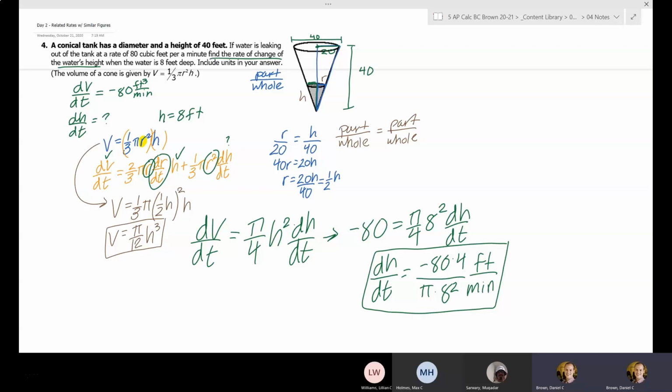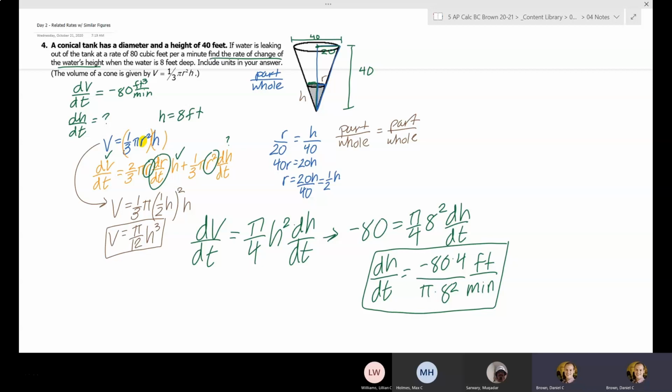And of course, it makes sense that this is a negative rate because if we are draining water out, then of course your height would be getting smaller and smaller. Yes, Anna? Could we either leave the pi over 4 under the denominator, or can you not? You could, I just don't like fractions within fractions. But any equivalent answer would be fine.